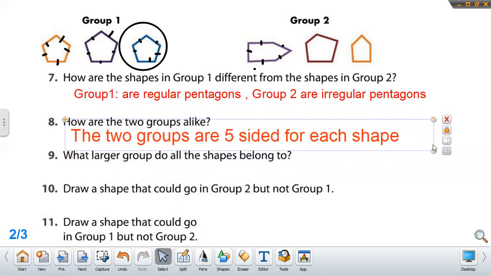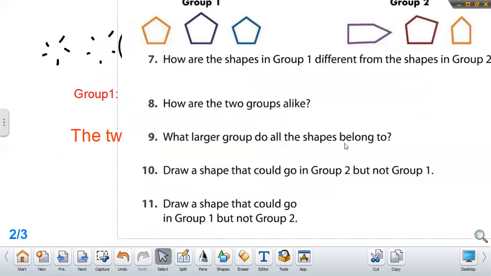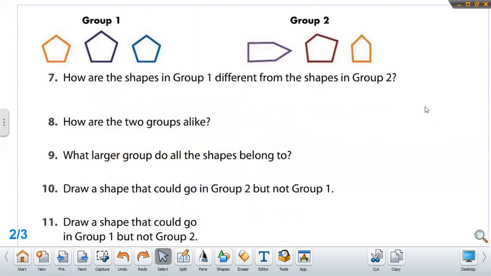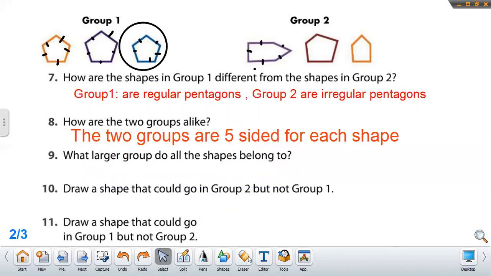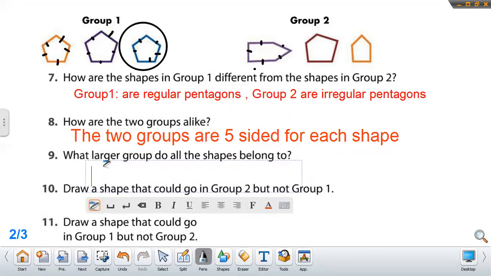5 sides. What larger group do all the shapes belong to? The shapes belong to one group, of course, the group of pentagons.